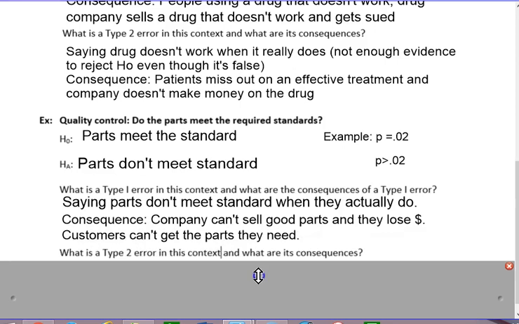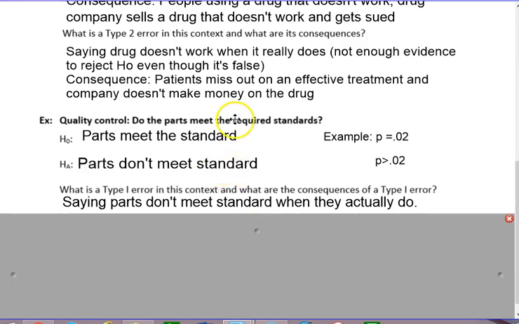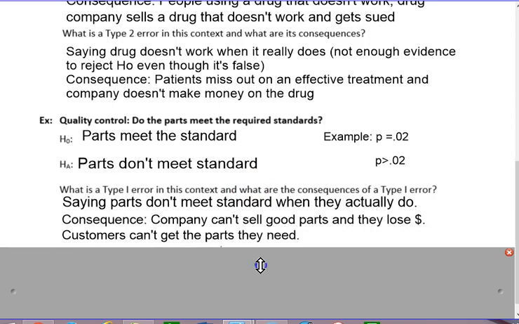A type 1 error in this case would be saying the parts don't meet the standard when they actually do. Reject the null hypothesis when it's really true. The consequence, of course, would be the company can't sell their good parts that they have, and they lose some money. Customers can't get the parts they need.